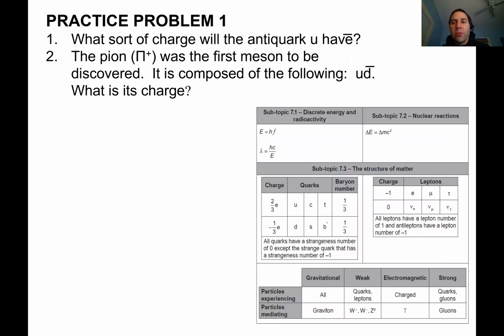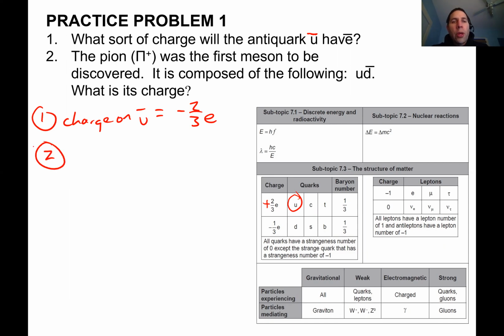So let's do a couple practice problems really quickly. And again, I just want to emphasize, it's so important that you understand all the information in your data booklet for this section, because there's a mountain of it, and it makes things so much more straightforward. The first question is, what sort of charge will anti-quark u bar have? There should be a bar above there. That bar got moved. If we look down here, we know an up quark would have a positive 2/3 charge, and an anti-up quark is going to have the opposite charge. So the charge on u bar equals -2/3 e.